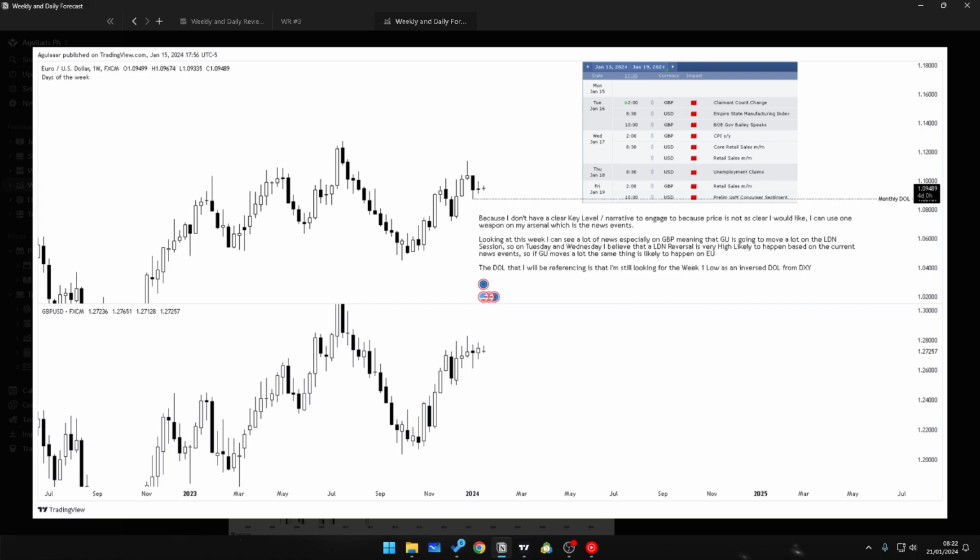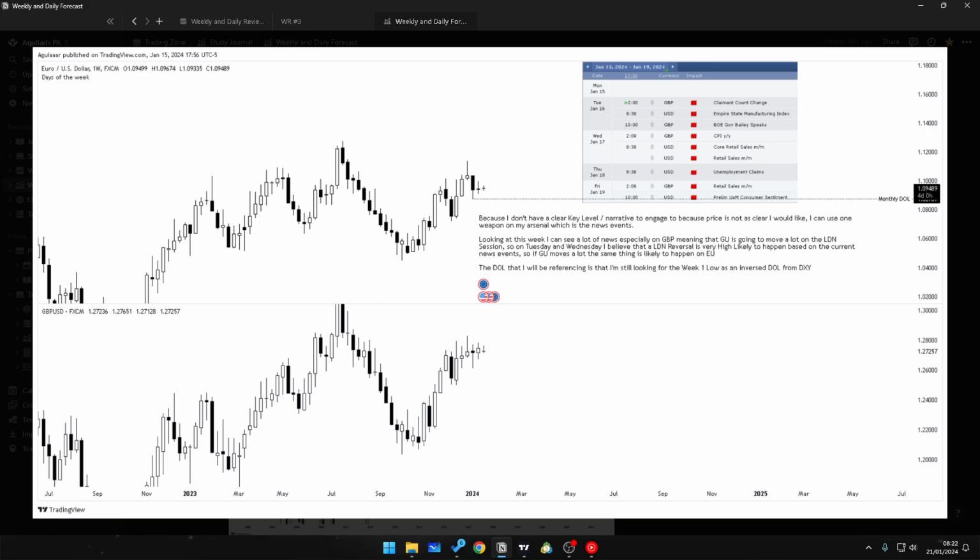This is me mentioning that on Forex, in this case on the USD, EU and GU, I used the news calendar to place myself in the best possible days. Because I don't have a clear level narrative to engage, because price is not clear, I can use one of the weapons of my arsenal, which is the news events.